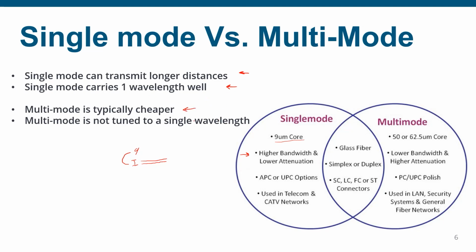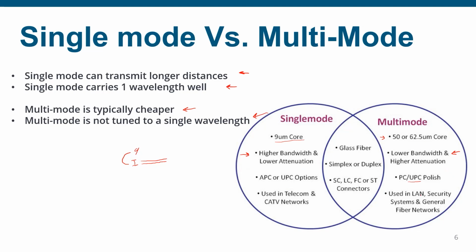Multimode is typically much cheaper for the cabling and also for the transceivers. Multimode, though, is not tuned to a single wavelength. It is a 50 or 62.5 micrometer core, much larger, but it is lower bandwidth and higher attenuation. There's greater signal loss across our distance. Multimode is PC or UPC polish, whereas single mode will come in either APC or UPC.